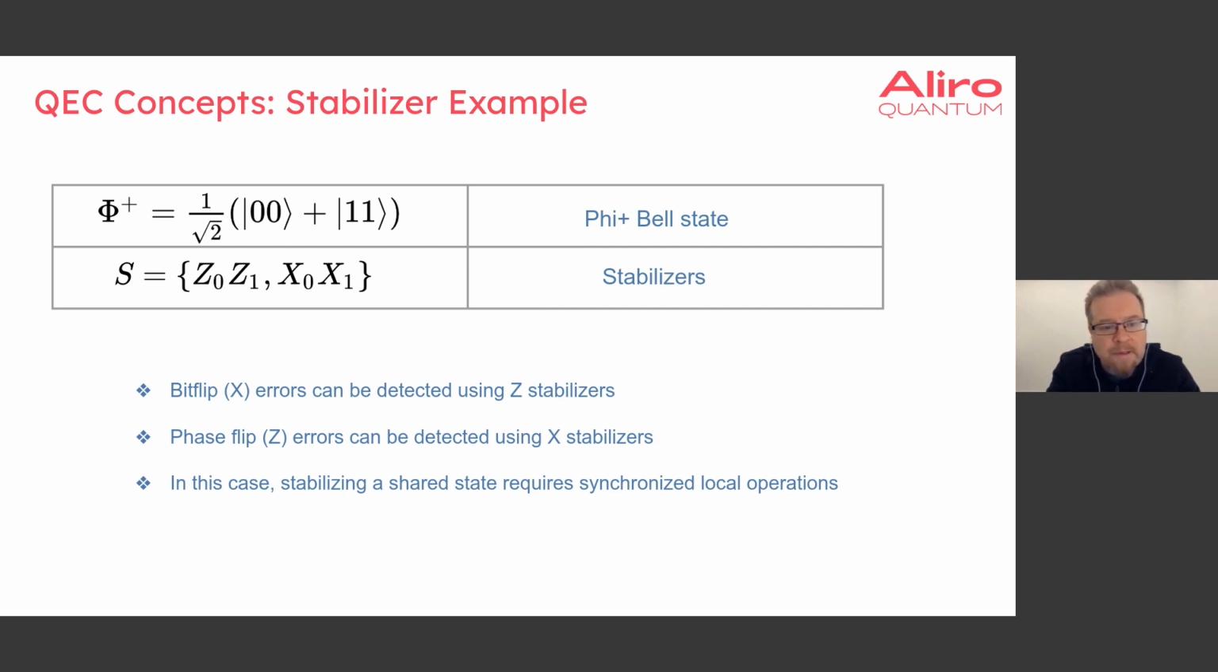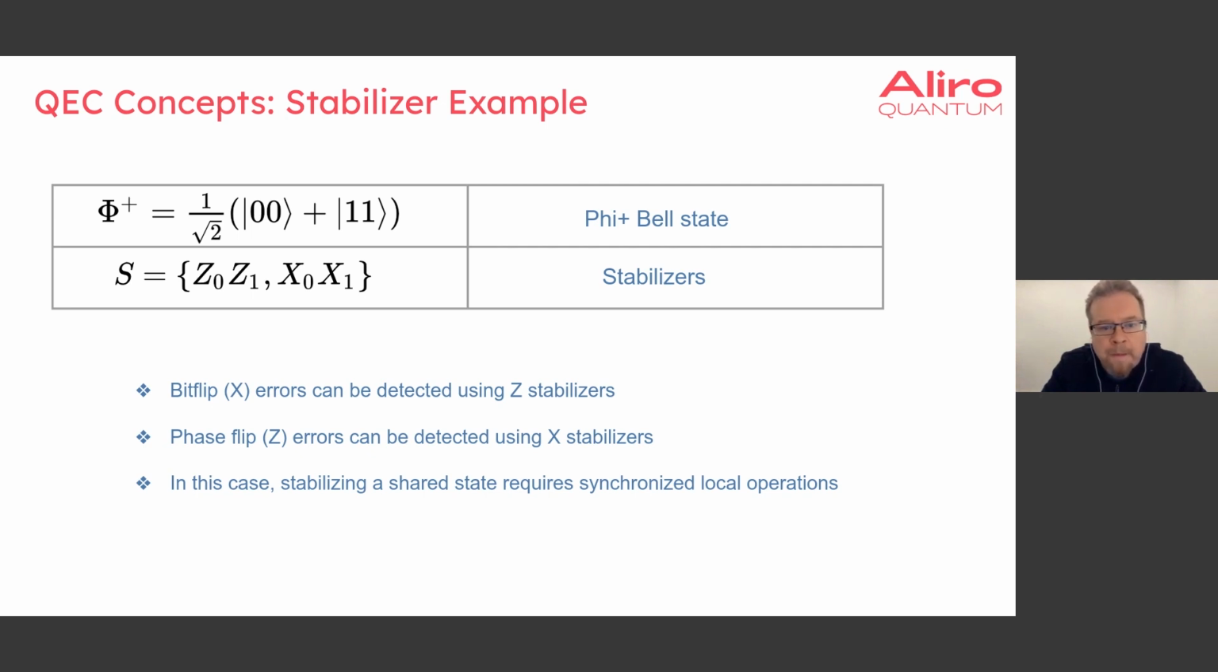So these are stabilizers. Now you might ask, which one should we use since they both stabilize the state? Well, it will depend on which type of error you're expecting. If you are expecting bit flip errors, which correspond to X-gate operations, then you want the stabilizer that anti-commutes with the X, so you would use the Z stabilizers.